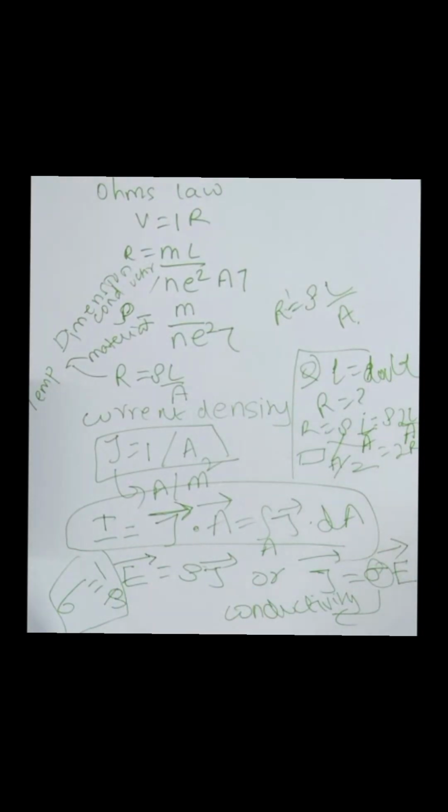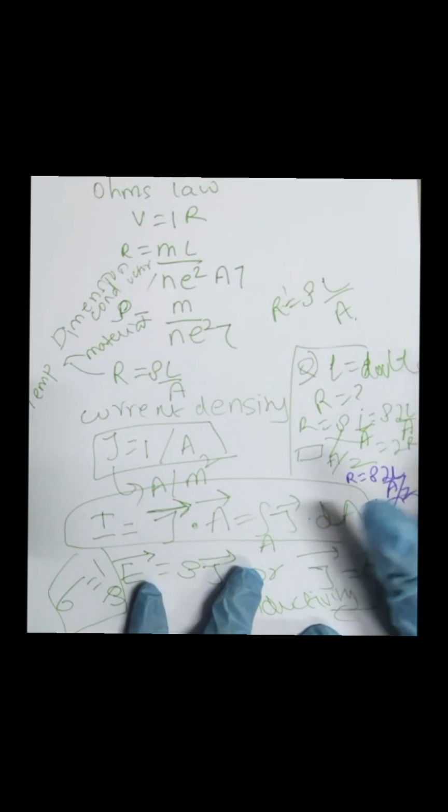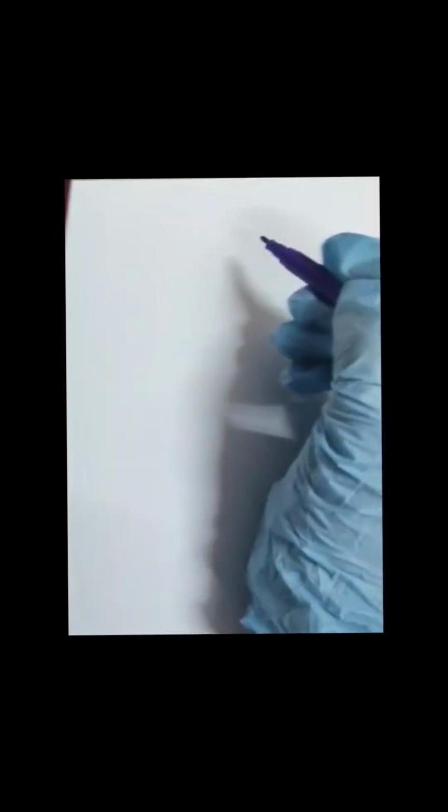So what you should do? R dash equals rho 2L by A by 2, which is 4R. So that's how you do it. Length doubled means area will be half. Area doubled means length will be half. So like that only you should solve. So let's do.